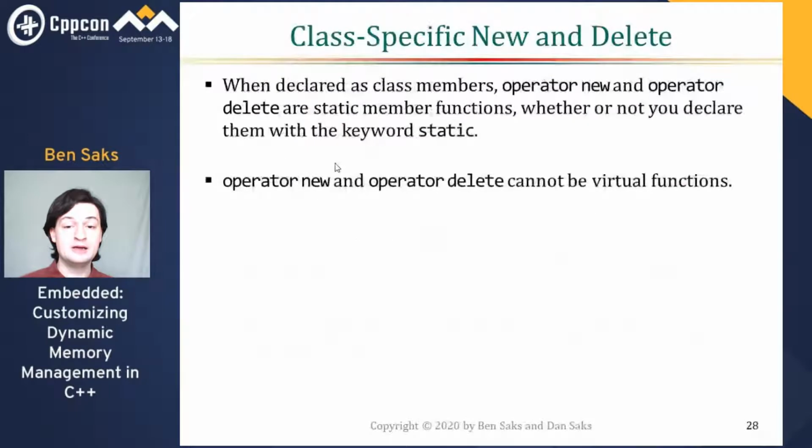Okay. So when you declare operator new and delete as class members, they automatically become static member functions. Doesn't matter whether you use the keyword static to declare them or not. They are static member functions. They have to be. Which means they can't be virtual functions, because as static member functions, they have no this pointer, and the this pointer is how a virtual function knows what type it's actually being invoked on.